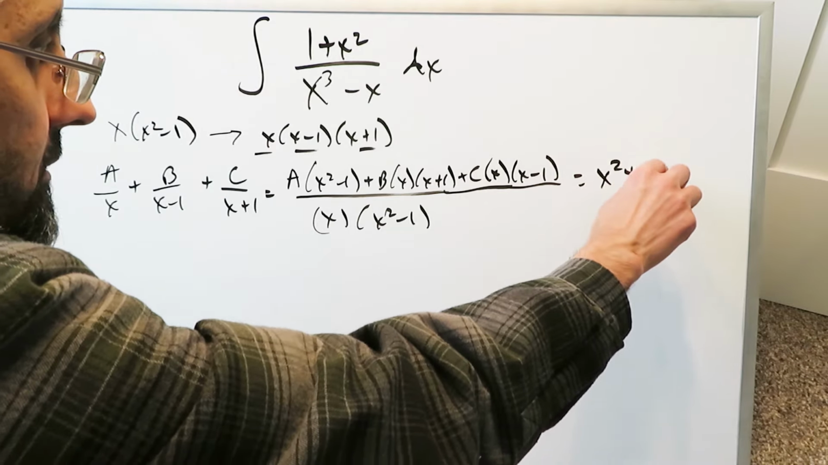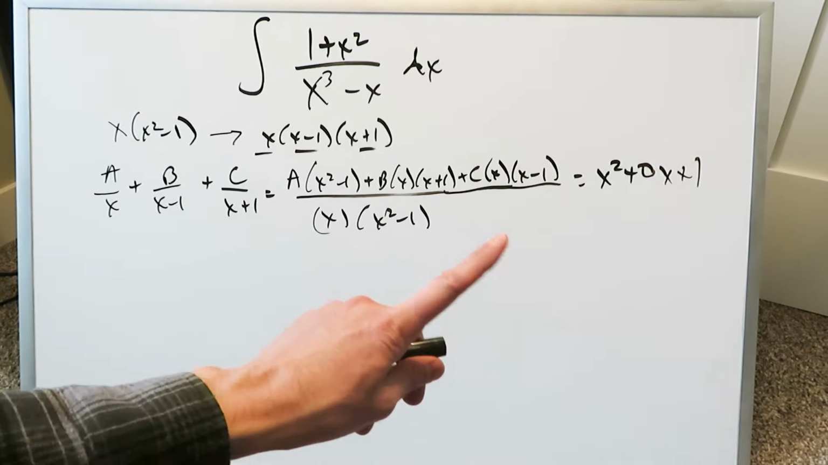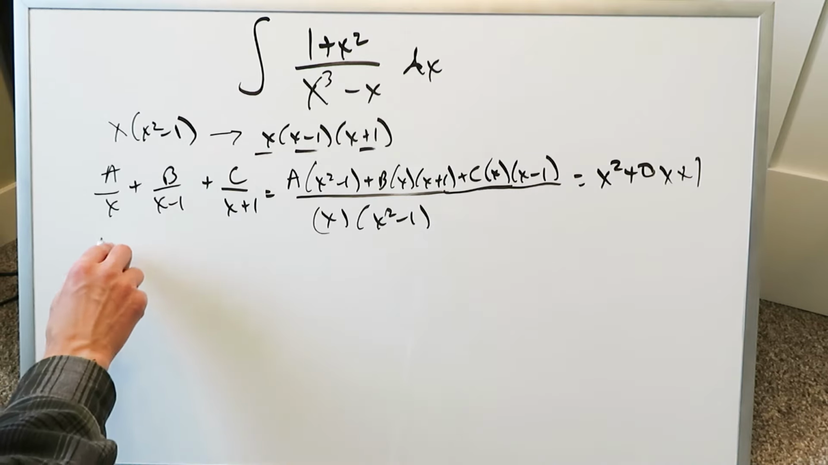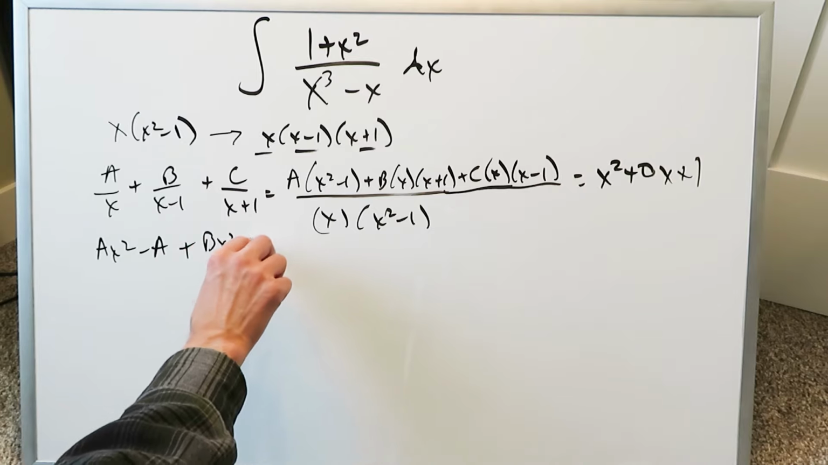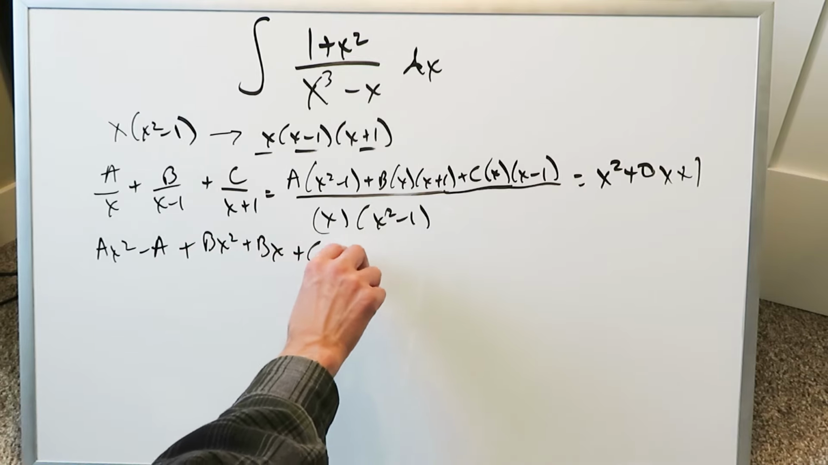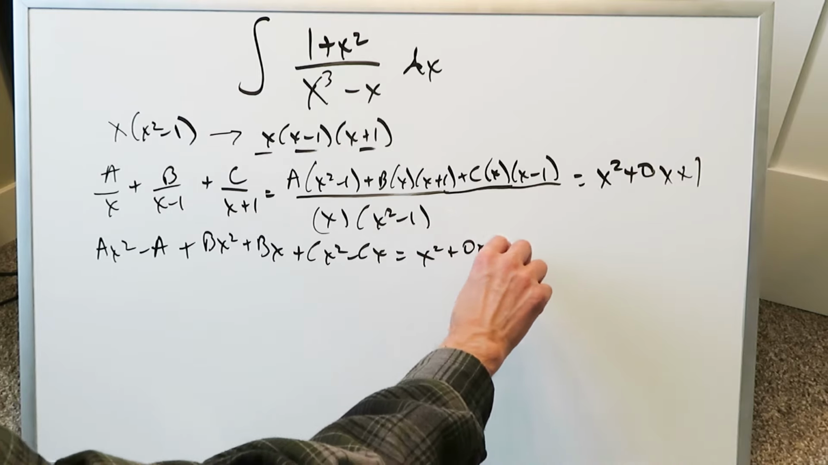But you can write it in a good way, x squared plus 0x plus 1. Now you have to open up that entire expression. When you open it up, you're getting Ax squared minus A plus Bx squared plus Bx plus Cx squared minus Cx is equal to that x squared plus 0x plus 1.